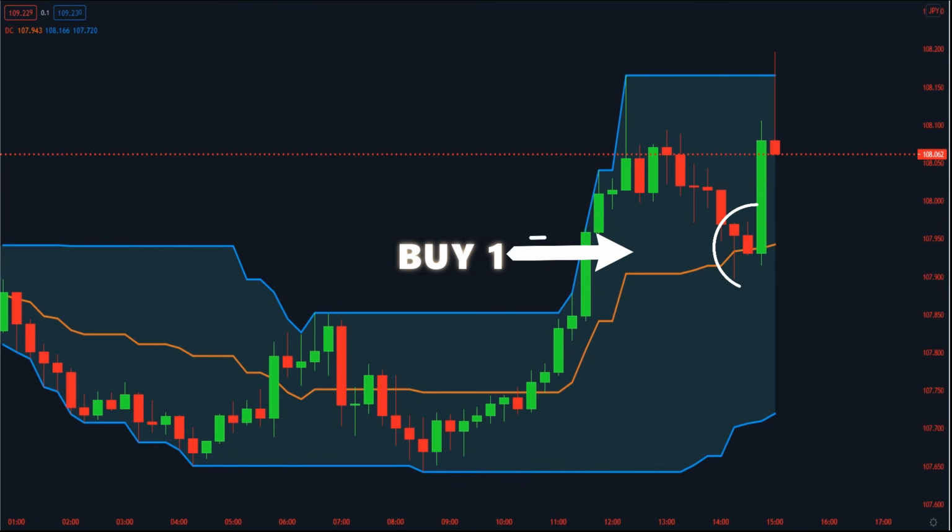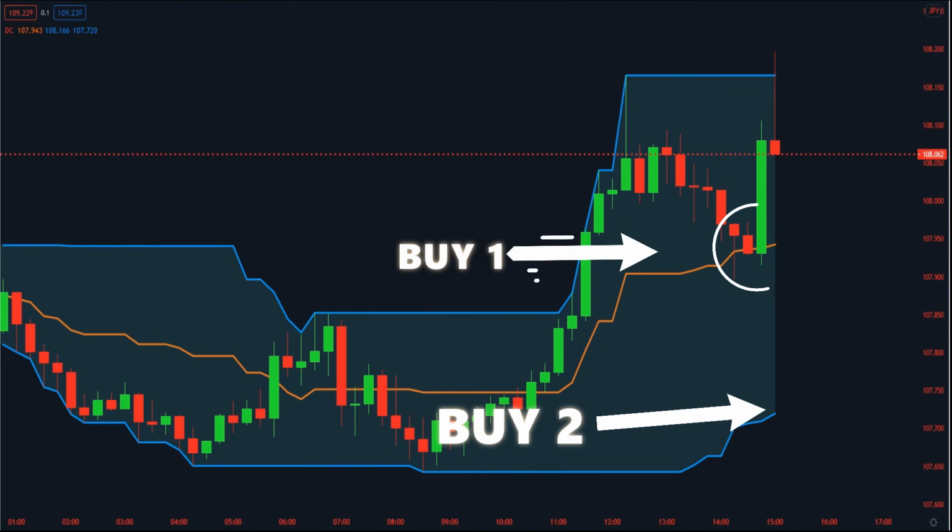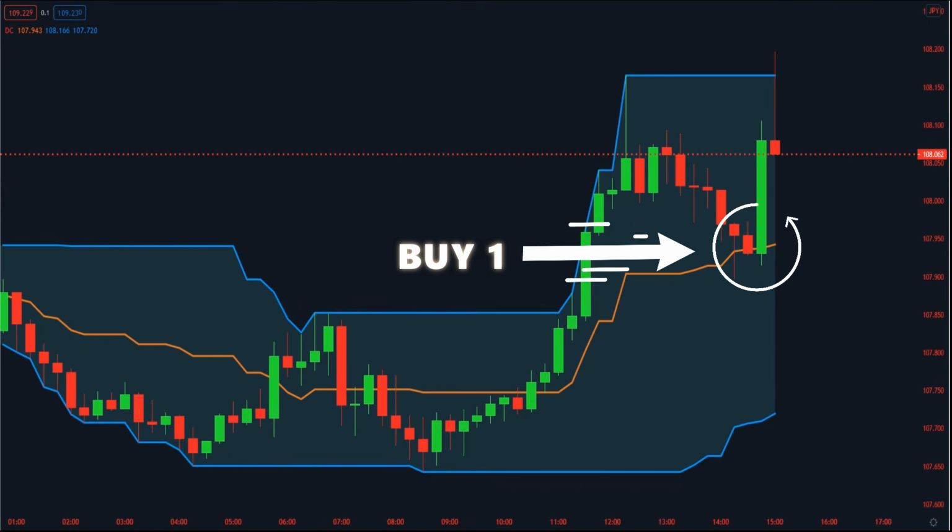Breakouts are very hard to trade, and that is the reason why we prefer to enter on pullbacks. We recommend splitting your trade into 2 parts, as this will give you a better average entry price. The first buy order is deployed when the price pulls back to the middle Donchian band, while the second buy order is deployed when the price retraces all the way to the lower Donchian band.